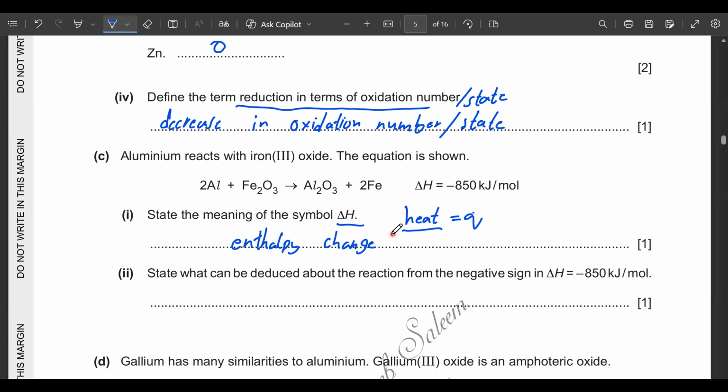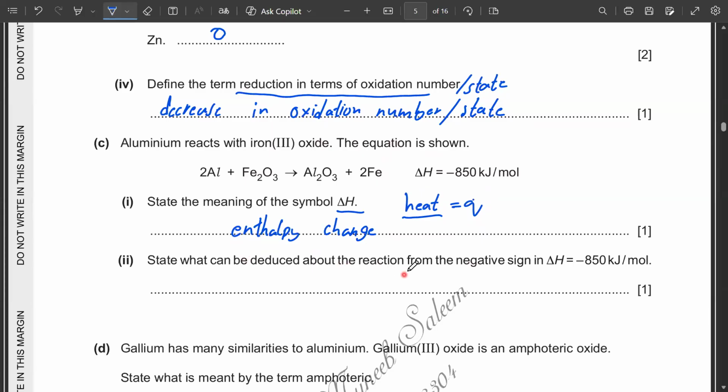And then state what can be deduced about the reaction from the negative sign in delta H, which is minus 850. So the negative sign, as you remember, tells that the enthalpy of reaction is exothermic. Enthalpy of the reaction is exothermic. Or if you just state that the reaction is exothermic, that is also fine.